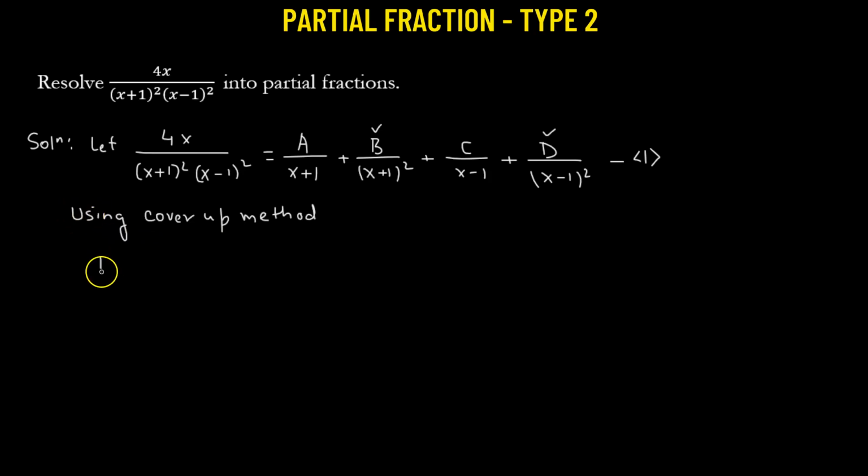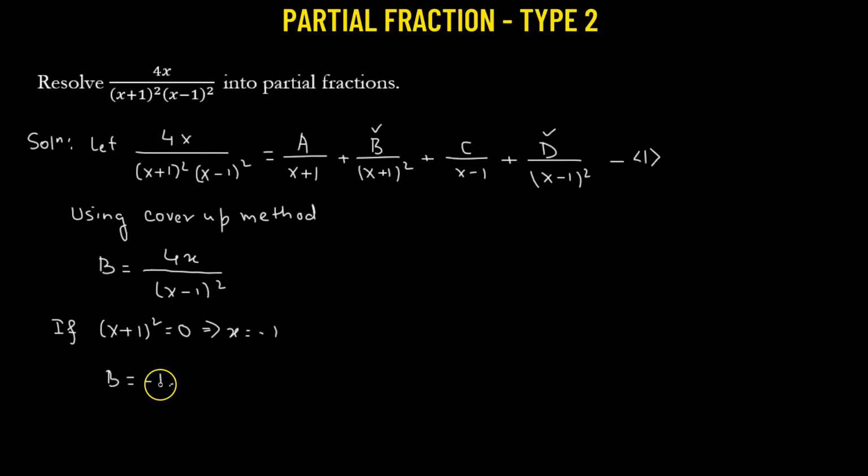Using the cover-up method, the value of B will be equal to, we consider our original rational fraction, and in the denominator we cover up the factor (x plus 1) whole squared, which means we are now left with (x minus 1) whole squared. So if we consider (x plus 1) whole squared and equate it to 0, solving for x, we get x equals negative 1. Substitute this into our original expression, and our B value is going to be equal to negative 1.